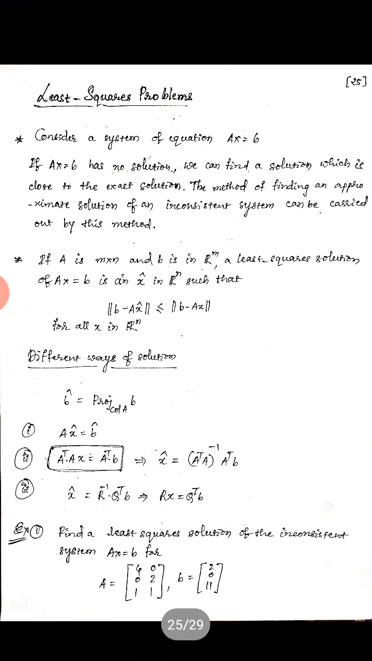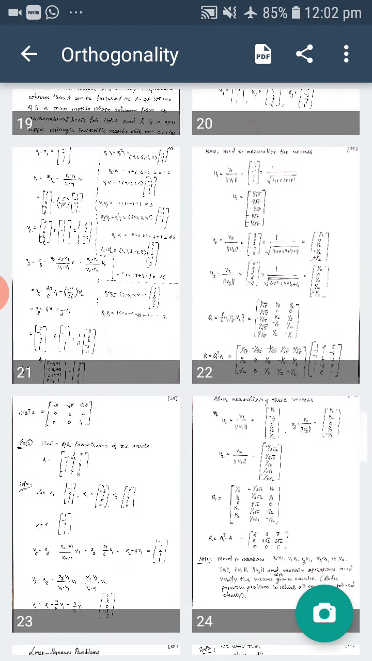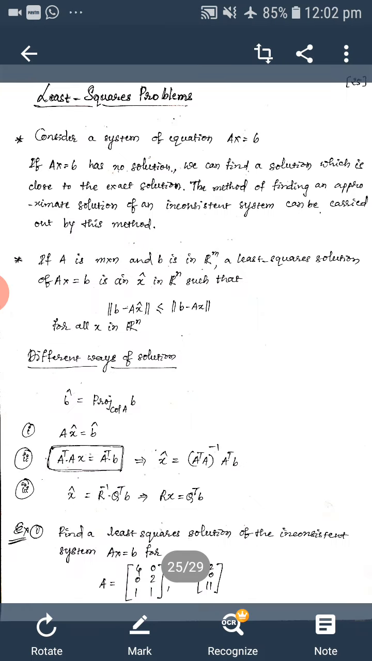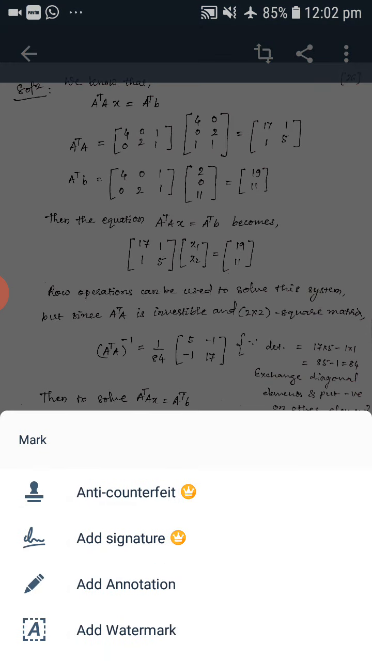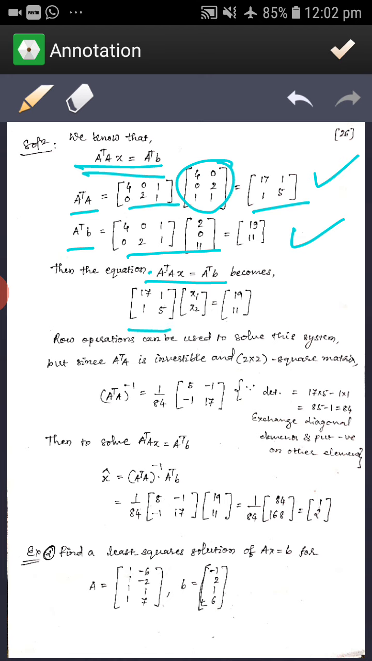Here they have given A and they have given B. We need to find out the x. So we can apply this method, A transpose A x = A transpose b. Before that we need to calculate A transpose A. A transpose is here, A is the same, so you multiply and you will get this value. Then A transpose b, you will get this value. Then write in this form, A transpose A x = A transpose b.